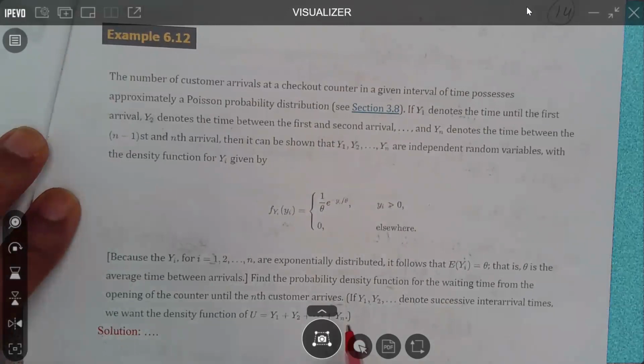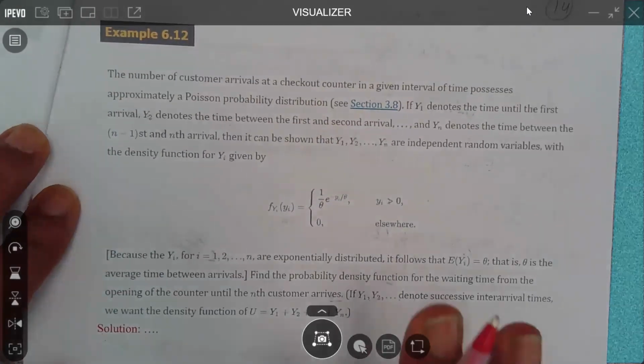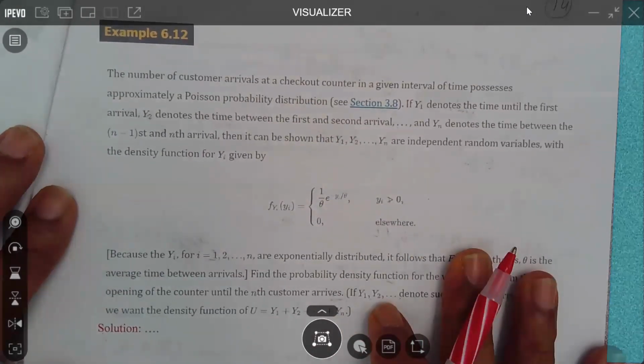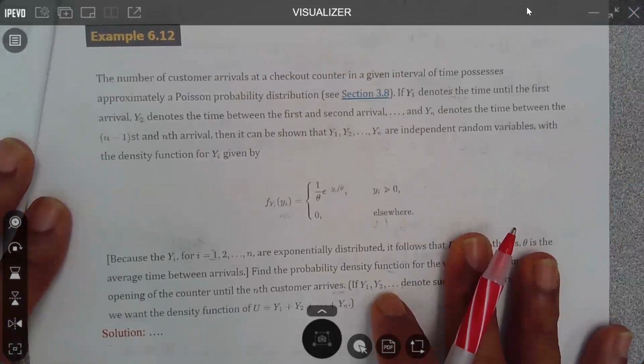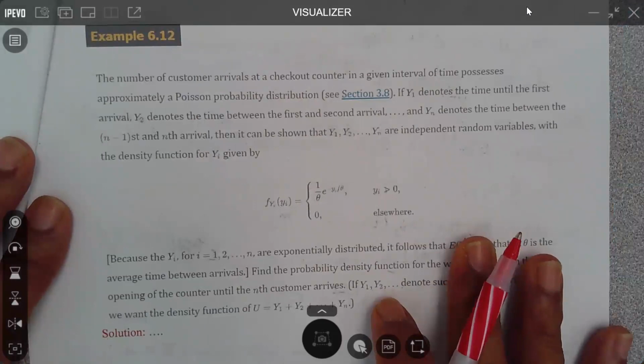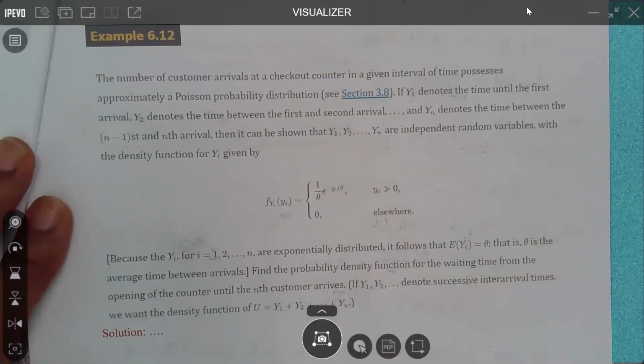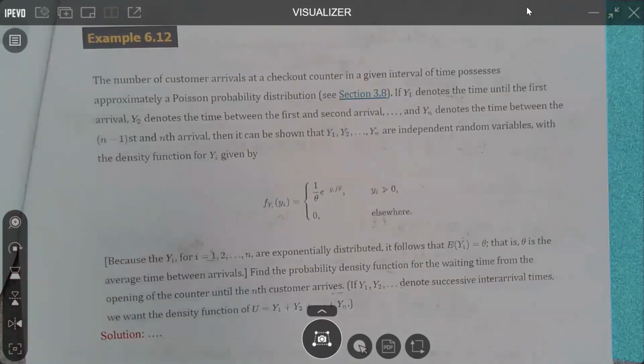Now, because we are using the moment generating function technique here, we have to know the moment generating function for some standard distributions: binomial, Bernoulli, Poisson, normal, gamma, exponential, those kinds of things. We will need to know them by heart.